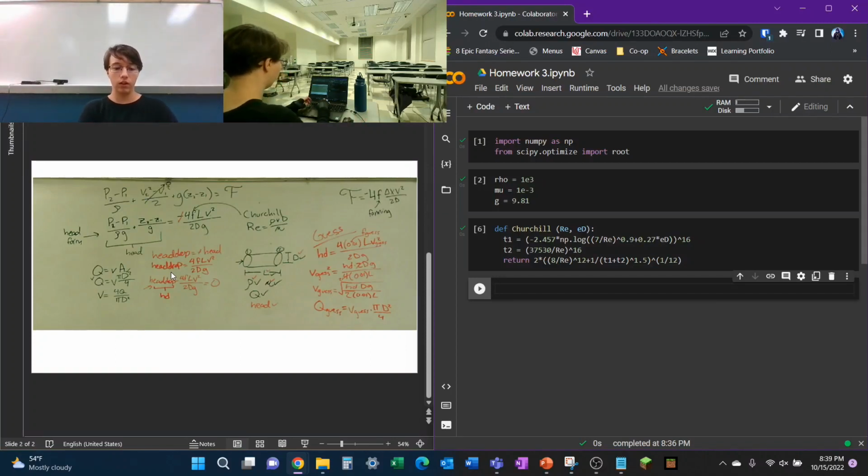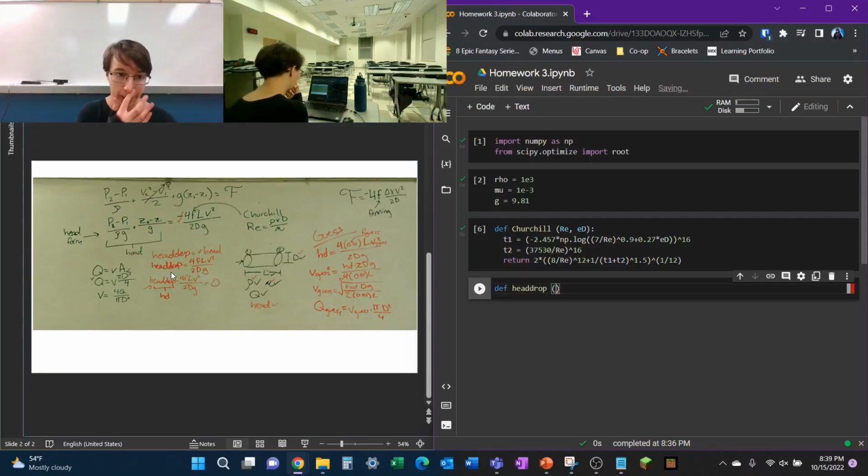So we're going to define our function. We can call it head drop. And so what does this function need to take in? What does it depend on? It depends on f, but f we're going to calculate with this Churchill equation that we made. It takes in L.